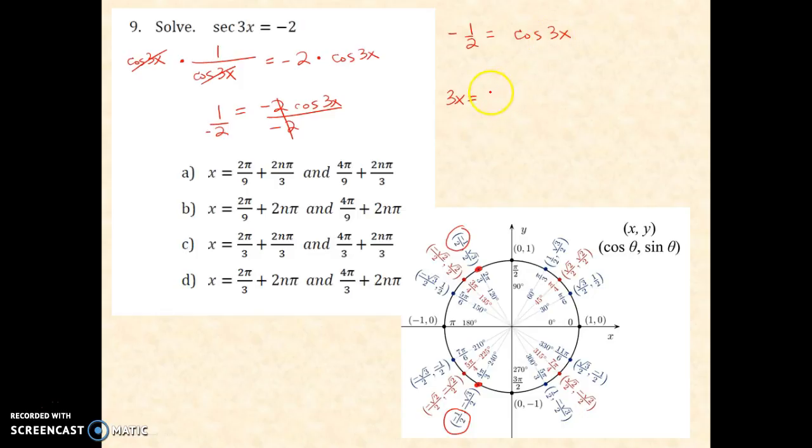so that means 3x is going to be equal to 2 pi over 3 plus 2 pi, any multiple of 2 pi, so plus 2n pi. And then 3x is also going to be equal to this angle here, 4 pi over 3 plus any multiple of 2 pi.